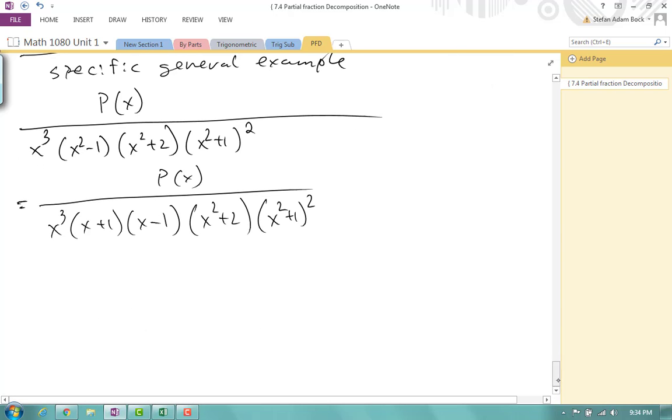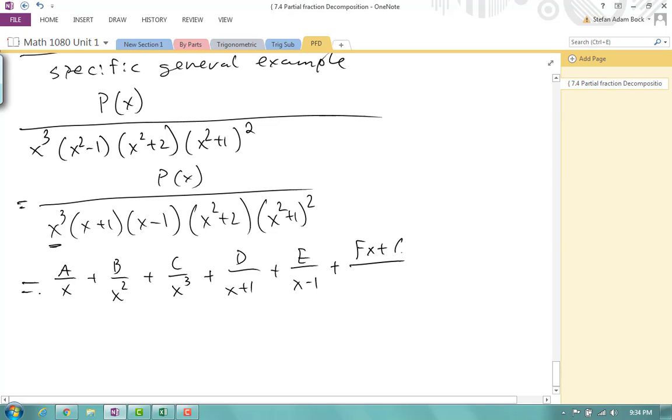Then according to the decomposition rules, I've got 3 regular x's. So this should be equal to a over x plus b over x squared plus c over x cubed plus d over x plus 1 plus e over x minus 1 plus fx plus g over x squared plus 2 plus hx plus i over x squared plus 1, and that's repeated, so I'll also have a jx plus k over x squared plus 1 quantity squared.